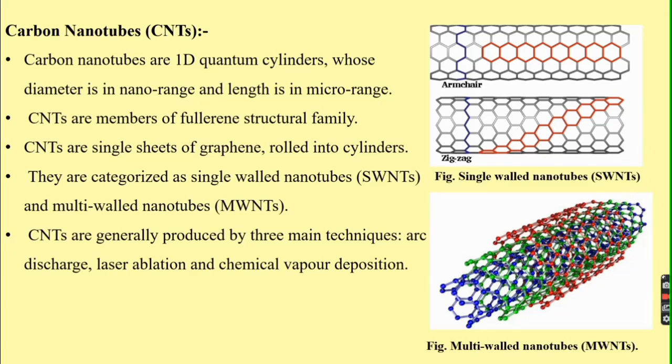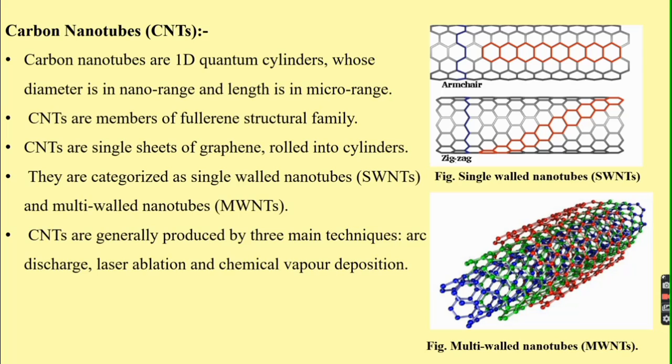The next nanoscale material is CNT, carbon nanotubes. These carbon nanotubes are one-dimensional hollow cylinders. Its diameter is in the nano range and the length is in the micro range. They are allotropes of graphitic carbon with a cylindrical structure and diameter less than 100 nanometer, and the length can be up to a few microns. That is, the diameter is in the nano range and the length is in the micro range.